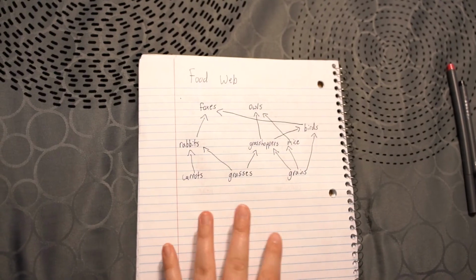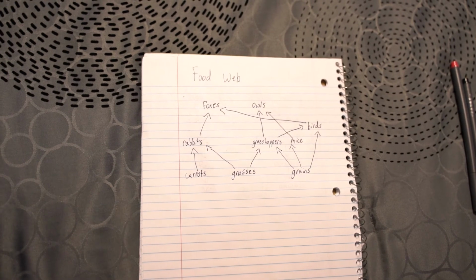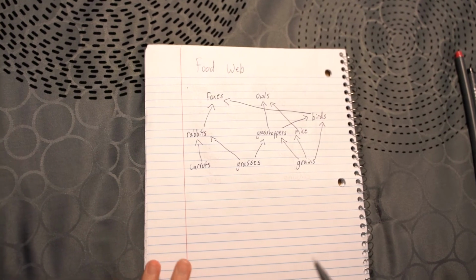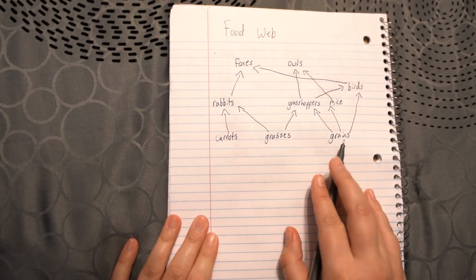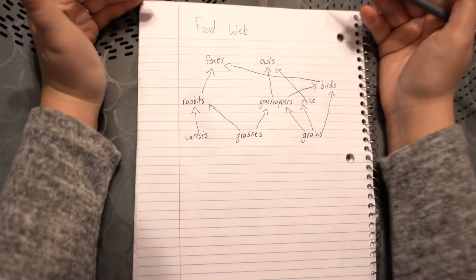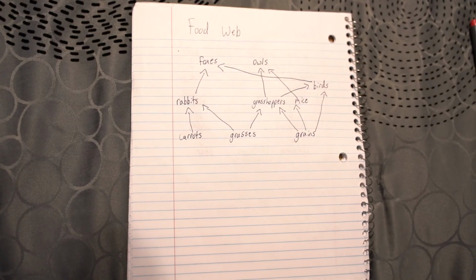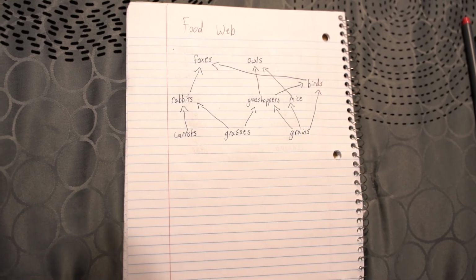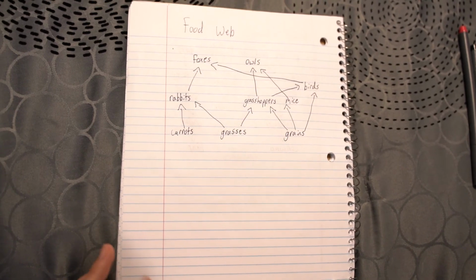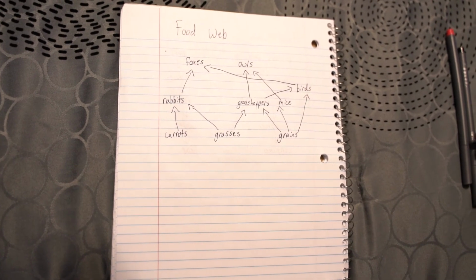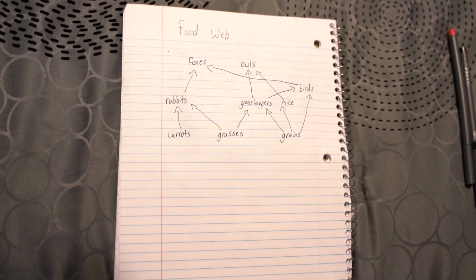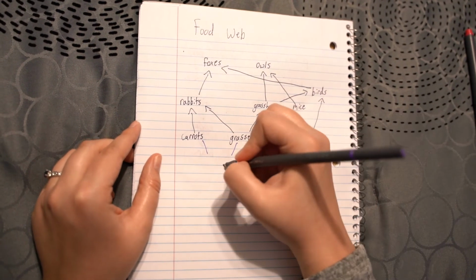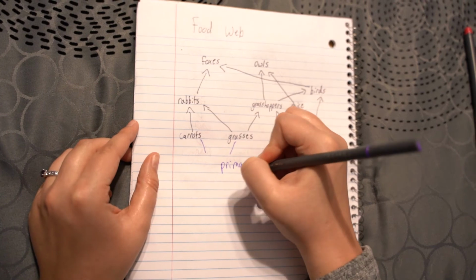Alright guys, so I have a food web drawn out for you. Now, this is a little bit more complicated than a food chain. Down here we have carrots, grasses, grains, and these are going to different things. Let's first try to see what trophic levels these things fall into. The easiest one to start off with is our primary producers. These are the things on the very bottom and they produce their own food. So we have carrots, grasses, and grains. All of these are primary producers.